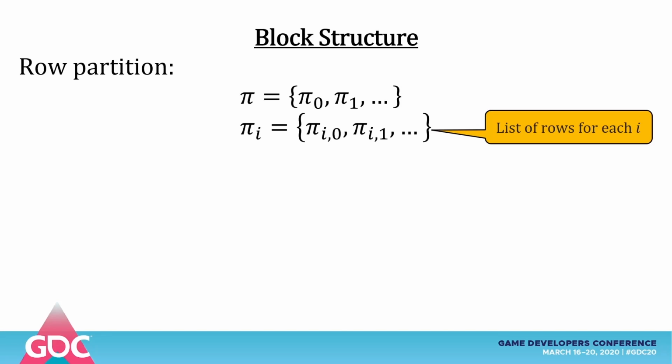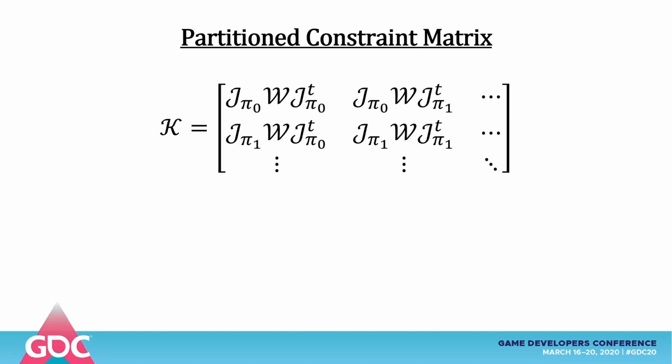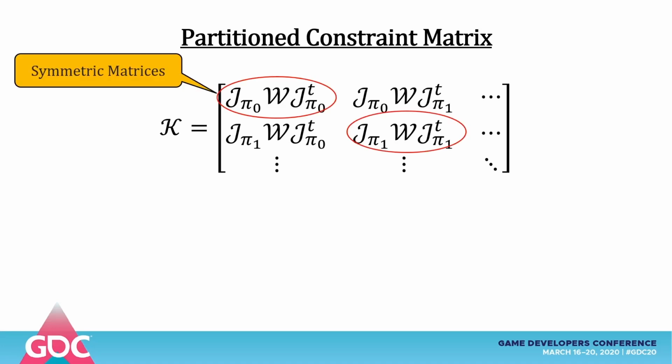This is formalized using partitions of rows. A partition is a grouping into subsets where each element is included in exactly one subset. A partition of rows induces a block structure on the Jacobian. It's the original Jacobian, but where the rows have been permuted and grouped together according to the partition. The block structure on the Jacobian naturally induces a block structure on the constraint matrix.